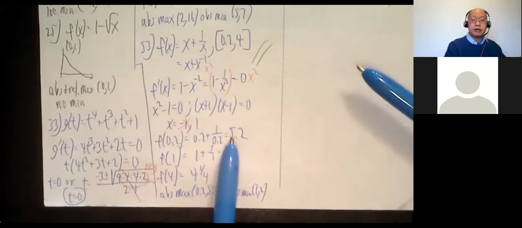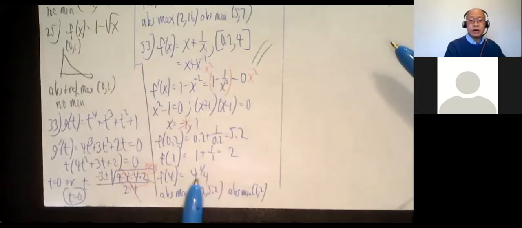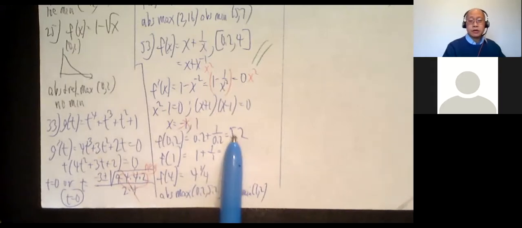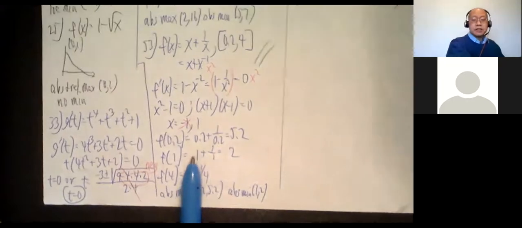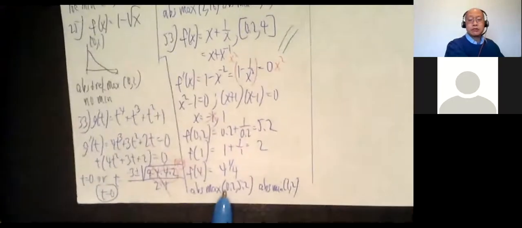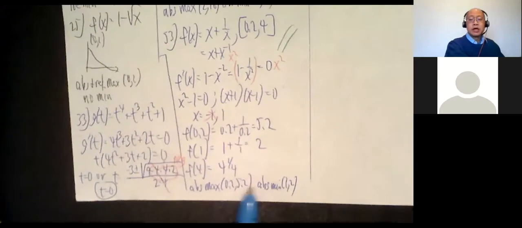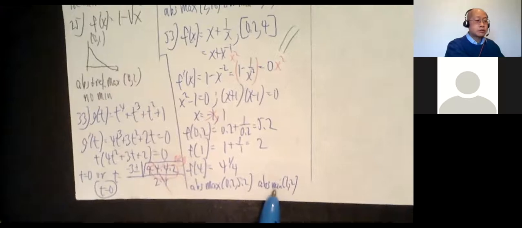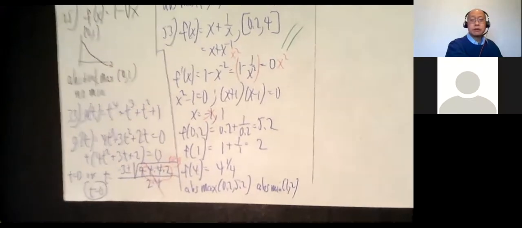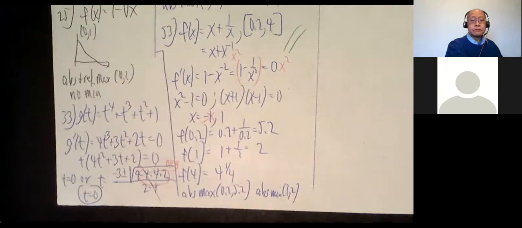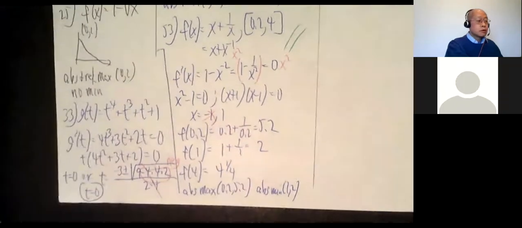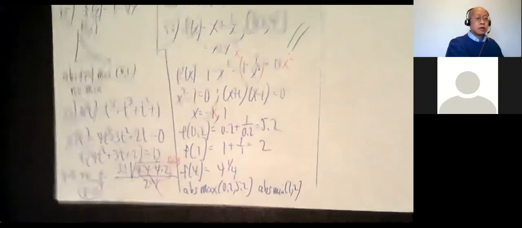So I look at these 3 y values. Which is the highest? That one. Which is the lowest? 2. So the absolute maximum is at 0.2, 5.2. The absolute minimum is at 1, 2. And that's all there is to it. All right, so that's those problems.